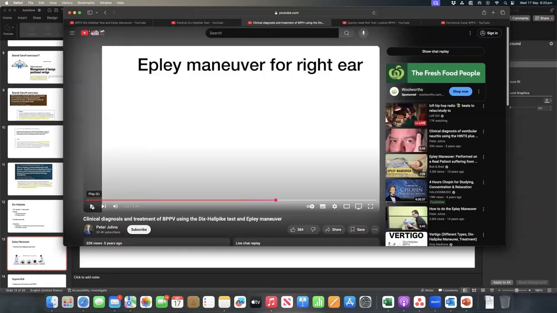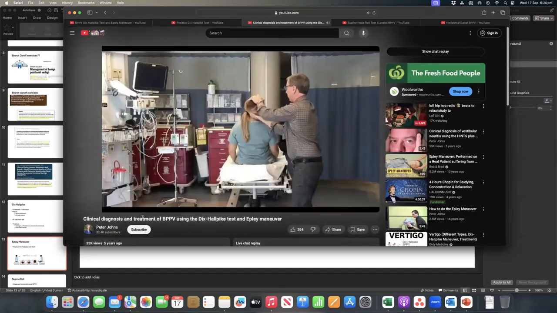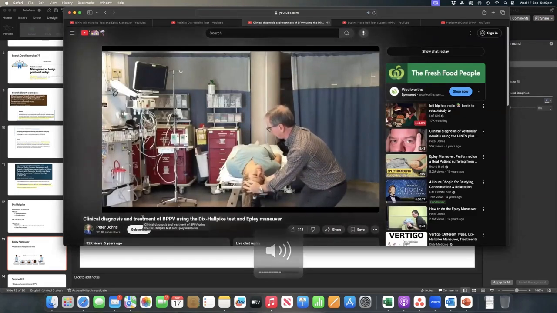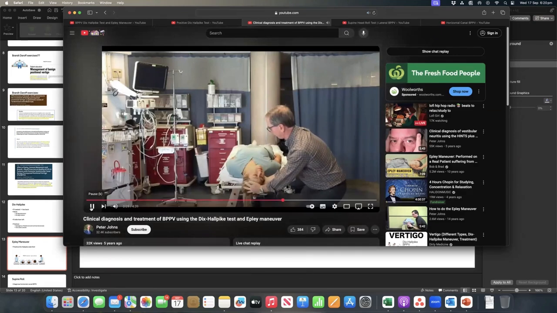Once again, thank you, Dr. Johns. The right ear Epley is with the head turned 45 degrees to the right and the head extended 20 to 30 degrees over the edge of the bed.